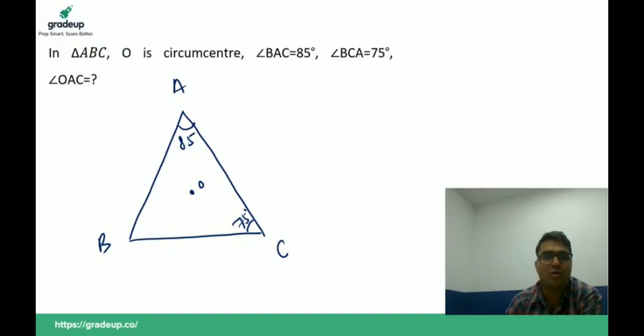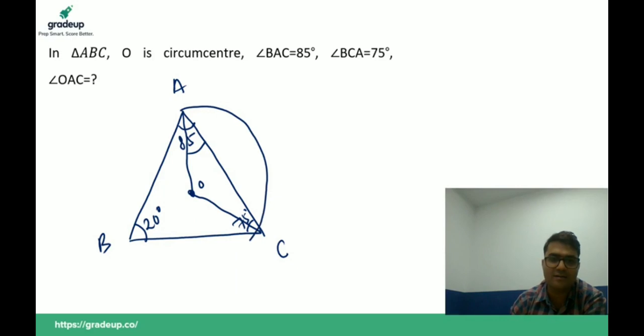Then find angle OAC. This angle we have to find. Now listen carefully. If this is 85, this is 75, this must be 20. If this is a circumcenter, then we can draw a circle here.